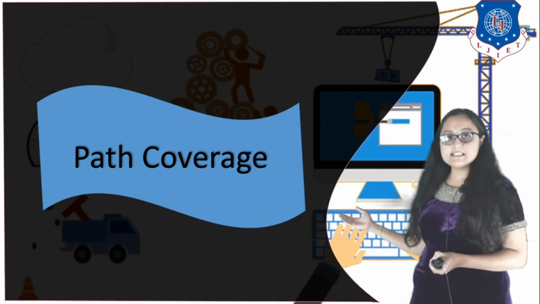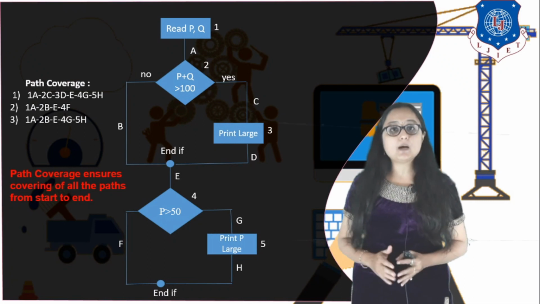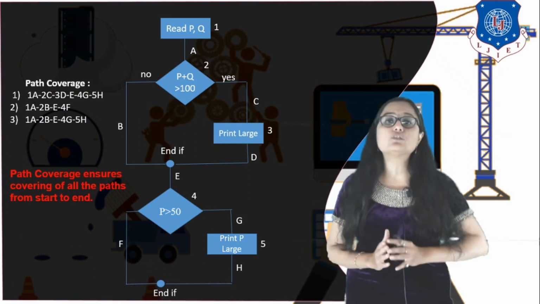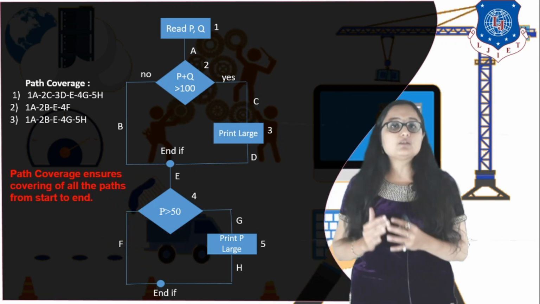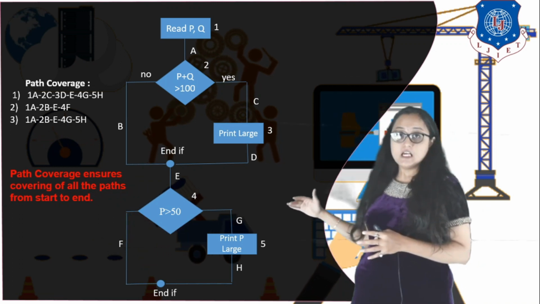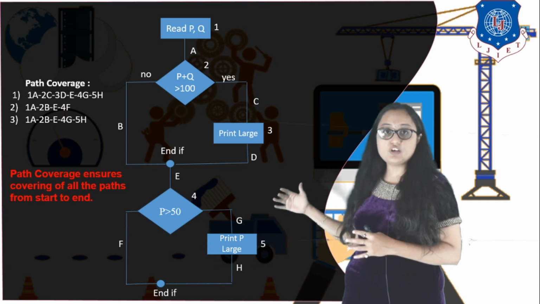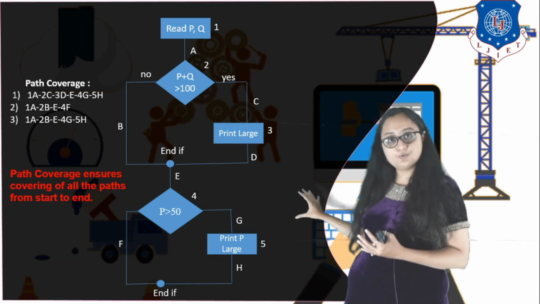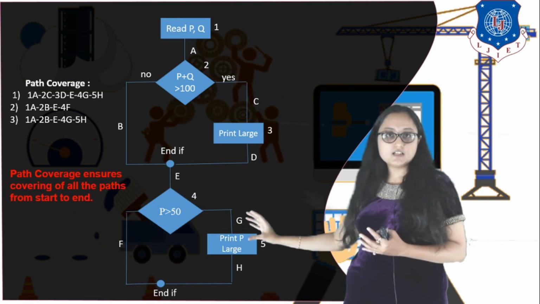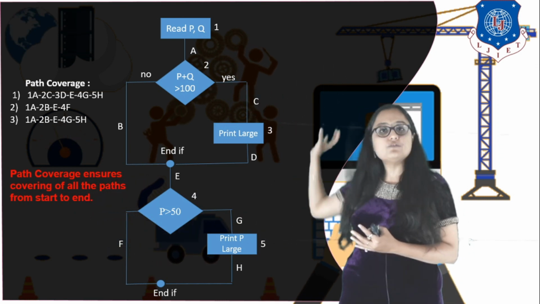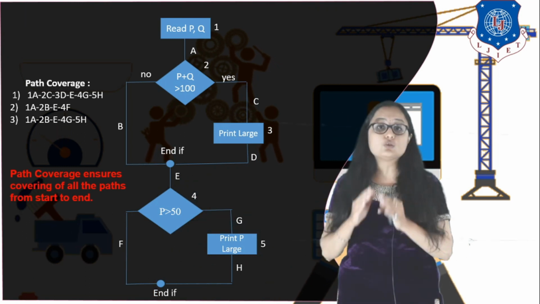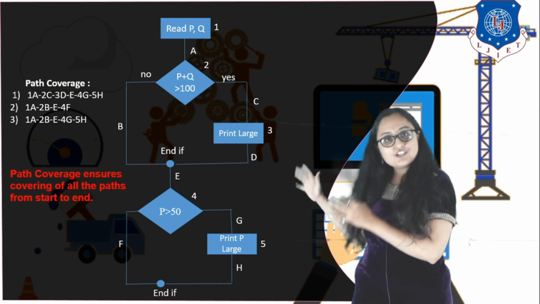Okay, so now let us see the last type of coverage, that is path coverage. Path coverage is covering all the paths irrespective of the true or false condition. It means if you have two decisions in a single source code, you have to cover all the possibilities, that is the first true condition with the second true condition, true with false, false with true, and false with false, right? So irrespective of anything, you have to cover all the paths. That is known as path coverage.